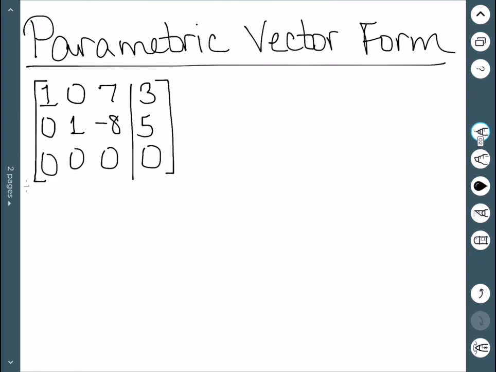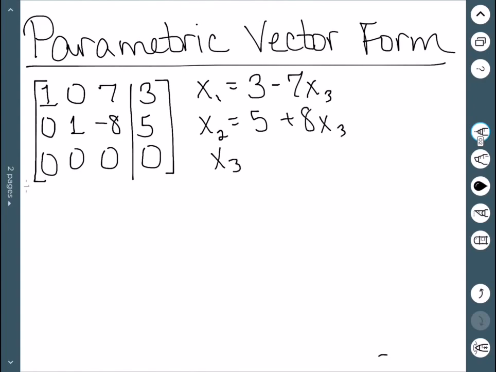We know that since there's not a pivot in every column, we'll have infinitely many solutions. The first row gives me x1 is equal to 3 minus 7x3. The second row gives me that x2 is 5 plus 8x3. And we know that x3 is free. And this is how we've been writing these answers up until now. And now we'll look at parametric vector form.